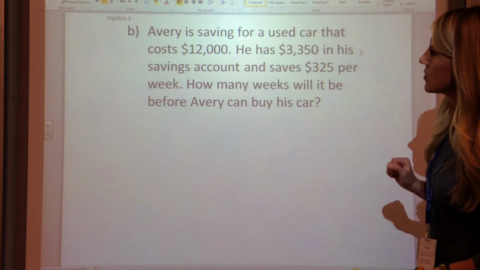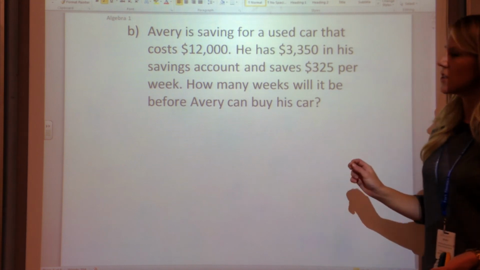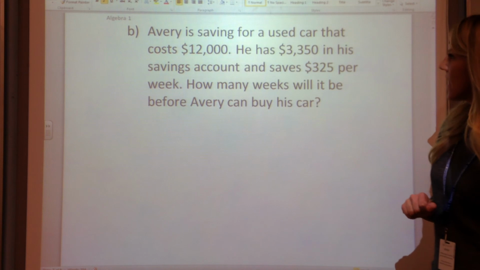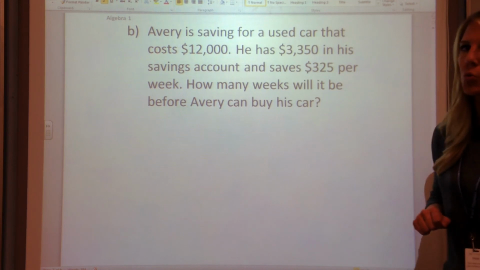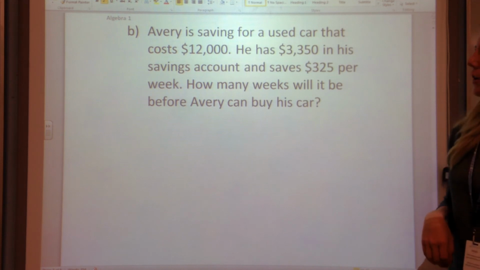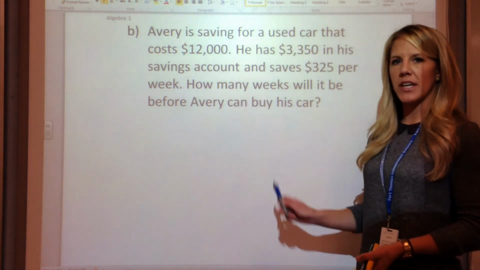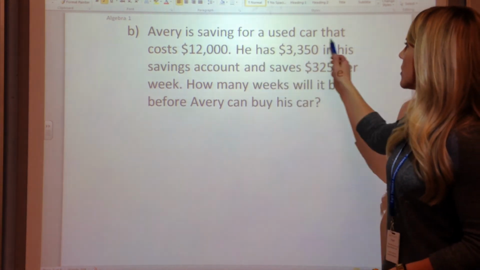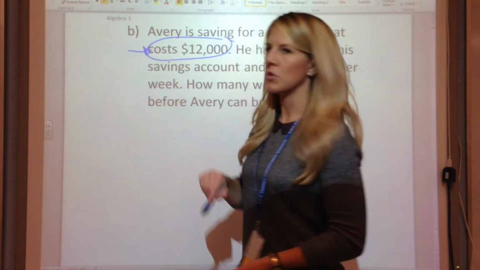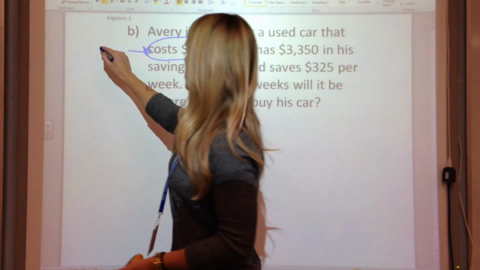Okay, next one. Avery is saving for a used car that costs $12,000. He has $3,350 in his savings account and saves $325 per week. How many weeks will it be before Avery can buy his car? So I'll kind of start this one off for you. Again, let's pick out our key information. Saving for a used car that costs $12,000. So what is that representing? That's the total amount.